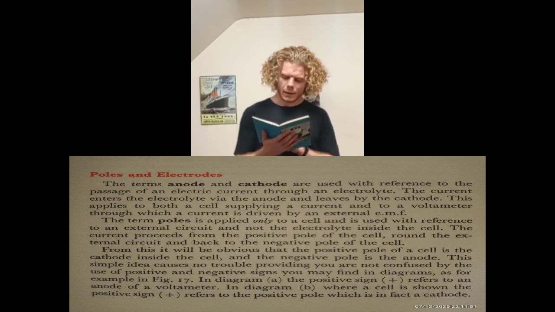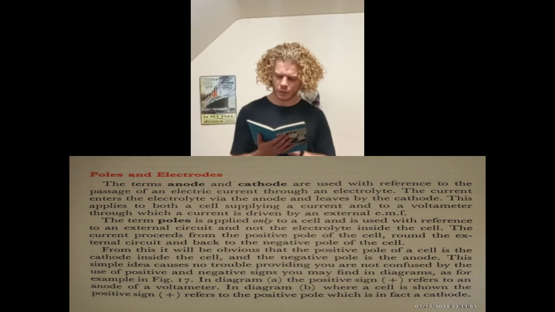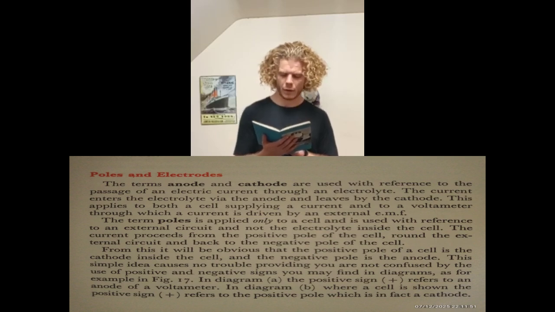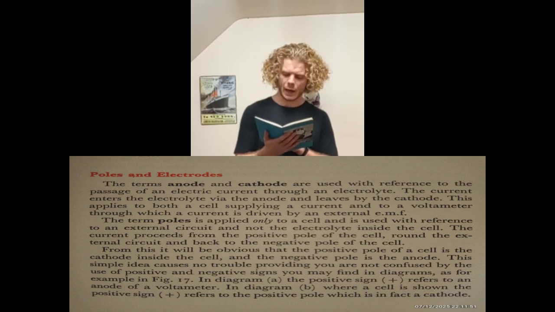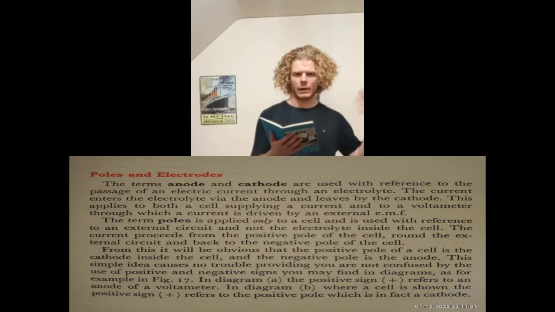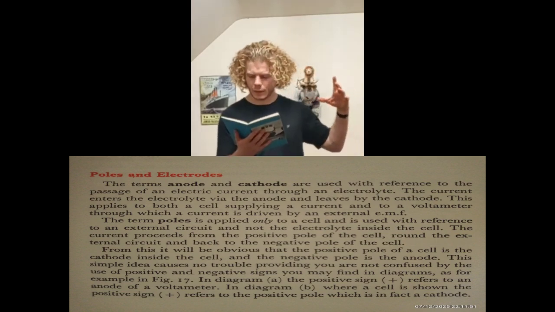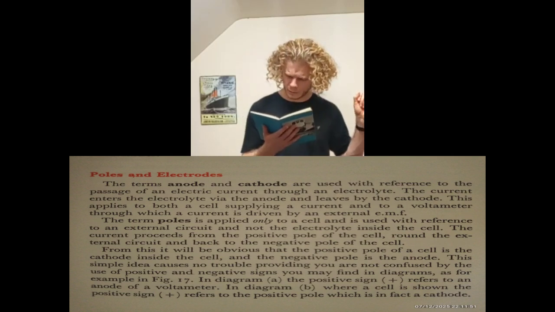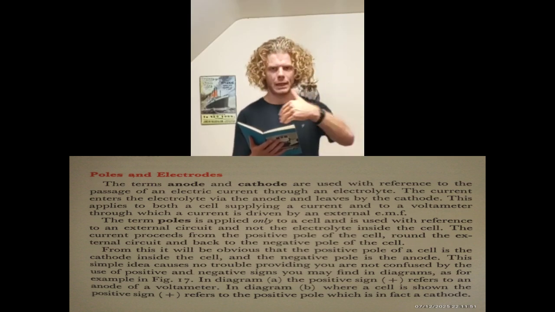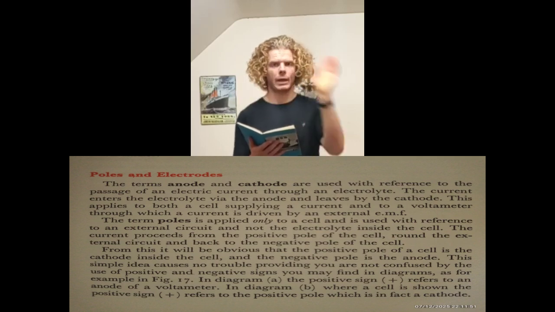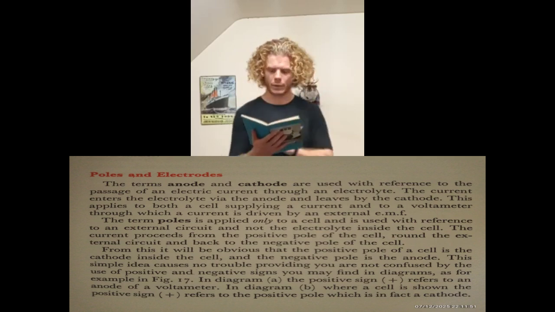The terms anode and cathode are used with reference to the passage of an electric current through an electrolyte. The current enters the electrolyte via the anode and leaves by the cathode. Okay, the current, the electricity, comes in through one of the electrodes. It comes in through the anode, goes through the electrolyte, and comes out through the cathode. From A to C, alphabetical order, anode to cathode.